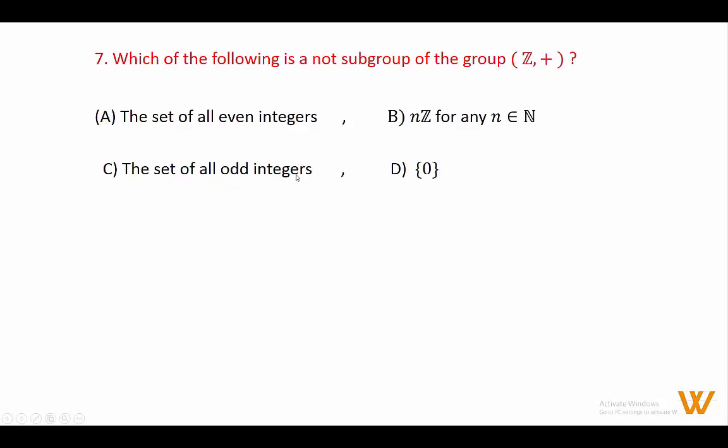But the set of all odd integers is not a subgroup of group Z plus, because the set of odd integers does not satisfy the conditions of a group. The addition of two odd integers is an even integer, which does not belong to the set of odd integers. Therefore, answer is option C. The set of all odd integers is not a subgroup of group Z plus.